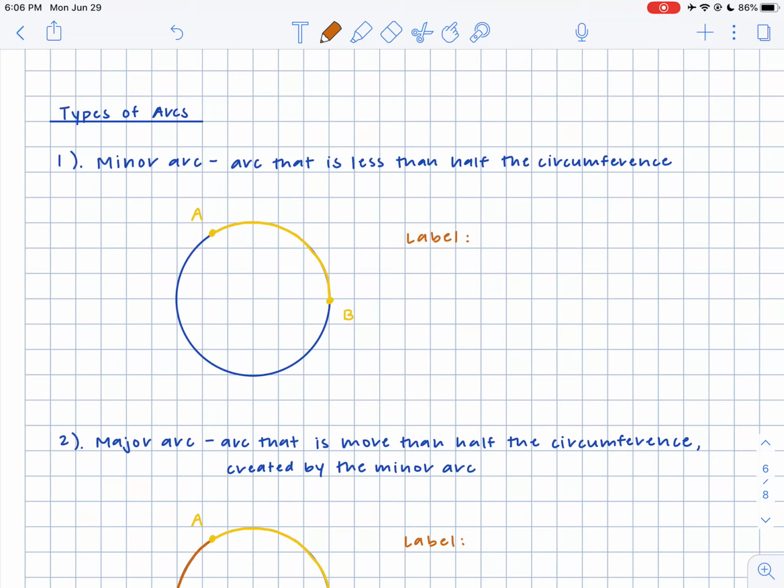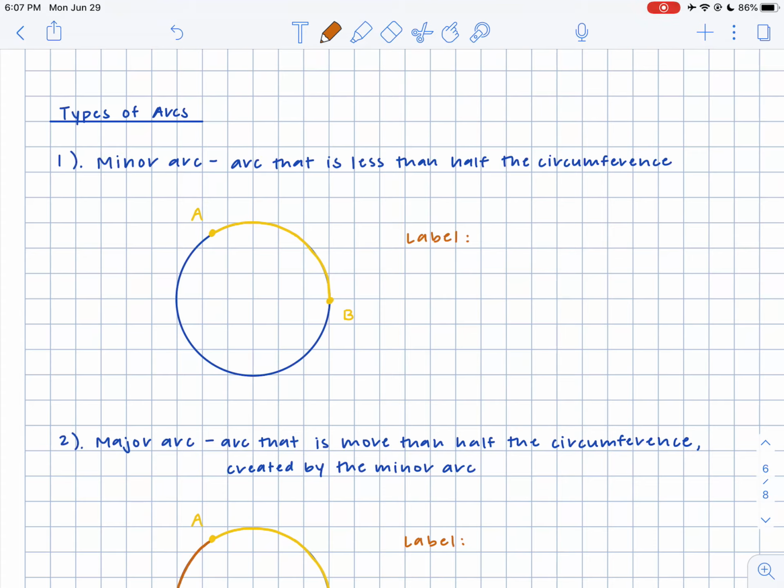And remember, there are 360 degrees in a circle. What is half of 360? 180. So a minor arc is actually less than 180 degrees. Okay, so it's going to be less than half the circle, because the circumference is just the distance around the circle.